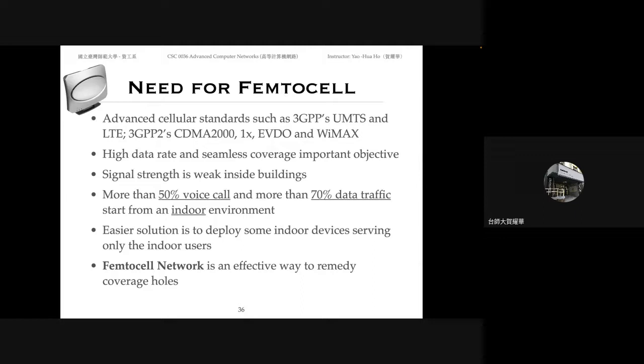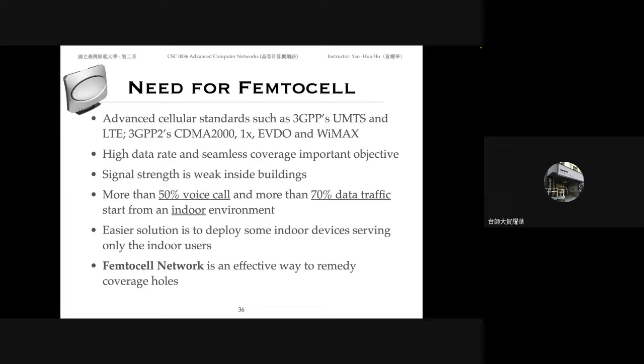What the femtocell can provide is high data rate and seamless coverage in different areas where the signal strength is much weaker, such as inside a building, where they put the femtocell as we talked about before. More than 50% of voice calls and more than 70% of fourth generation data traffic start from an indoor environment. Therefore, deploying a base station in a building is a requirement.